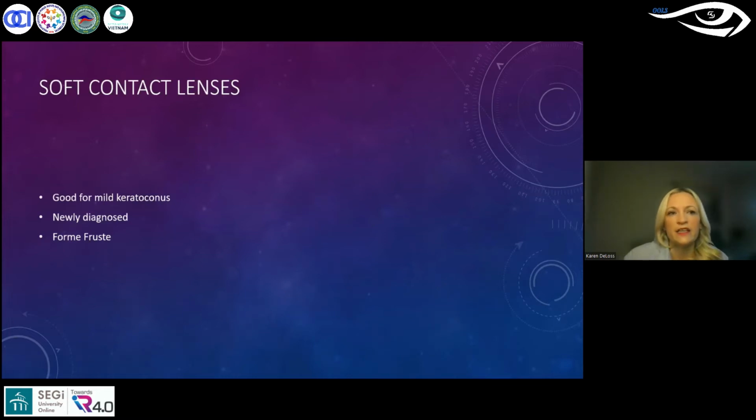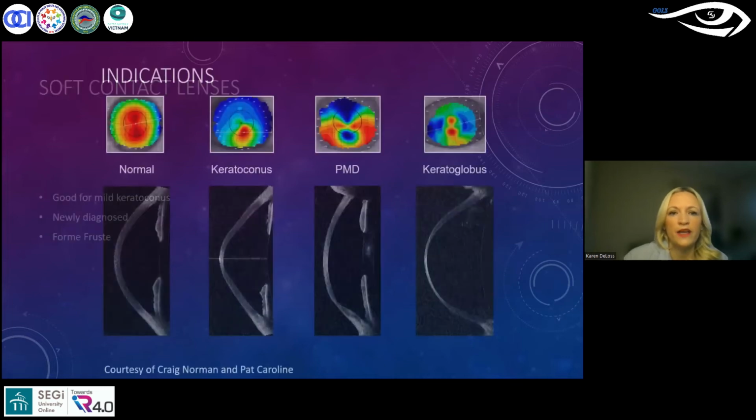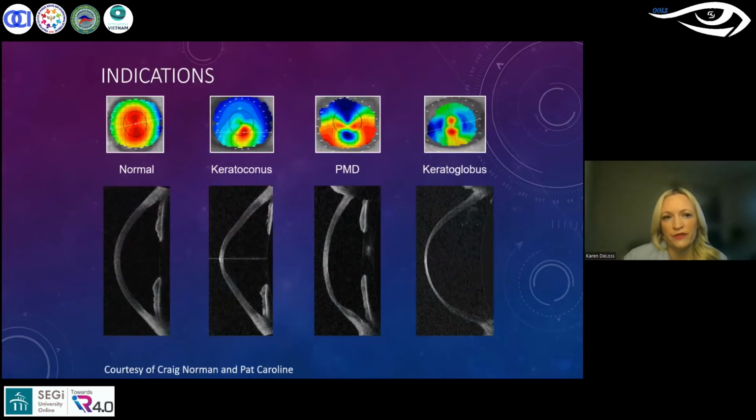Soft contact lenses, again, are good for mild keratoconus or newly diagnosed patients. I find this to be a really good option for patients that are usually low to mid 40s in one eye, or they have the forme fruste. The indications: you can use it for everything. So you can use it for normal corneas, keratoconus and pellucid marginal degeneration, as well as keratoglobus. Again, I've been most successful in the mild to moderate keratoconus patients.